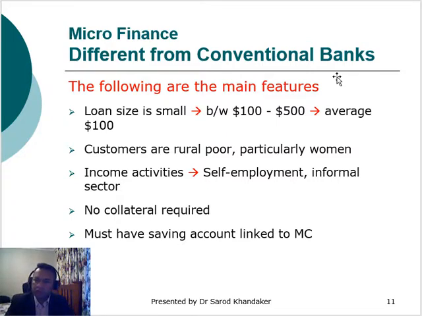And the microfinance loan does not require any collateral, whereas collateral is a condition of the conventional banking system. And they must have a savings account which is linked to the microcredit loan they're receiving from the microfinance institution.